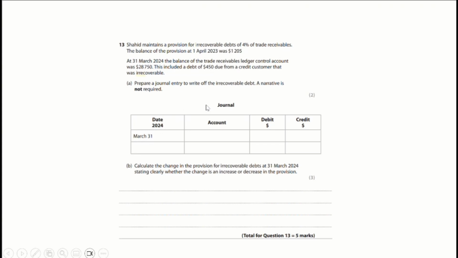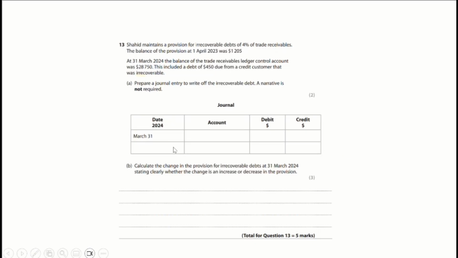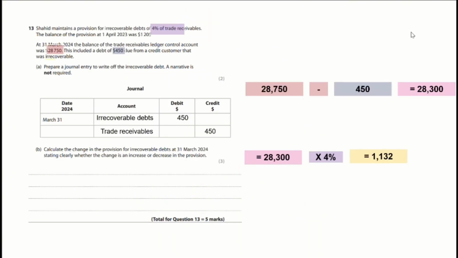Therefore, the double entry for irrecoverable debt should be irrecoverable debt debit and trade receivables credit. And part B is to calculate the change in the provision for irrecoverable debt. It's similar to the rate that we calculated before. Now let's calculate the change in the provision for irrecoverable debt at 31st March 2024, stating clearly whether the change is an increase or decrease in the provision.